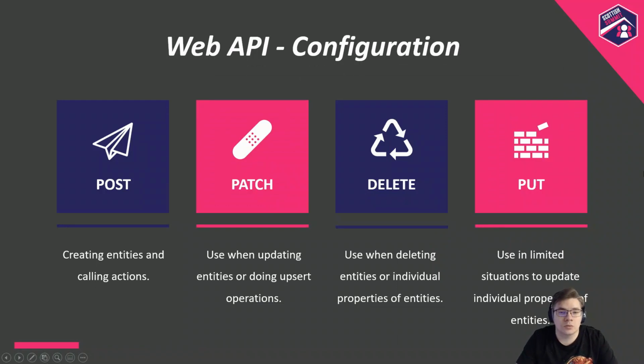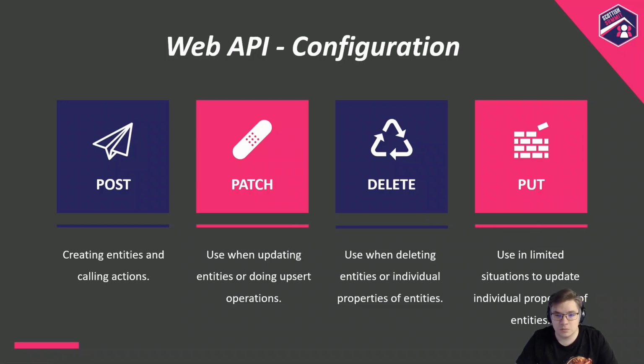When you call your Web API, you also need to provide the proper type of the call, which is used for different operations. Right now there are four of them. You use POST to create entities and call actions. You use PATCH to update entities or do an upsert operation. You use DELETE when you delete entities or individual properties, for example, when you're clearing something like a lookup. And PUT when you update individual properties of an entity and in other limited situations. So again, four types: POST, PATCH, DELETE, and PUT. And you need to provide them.